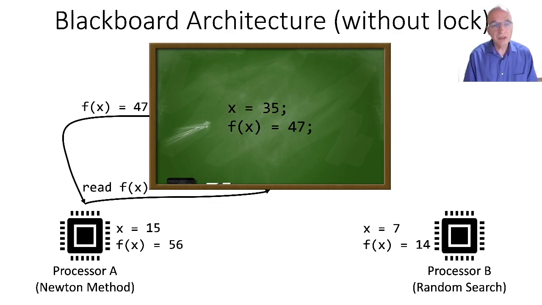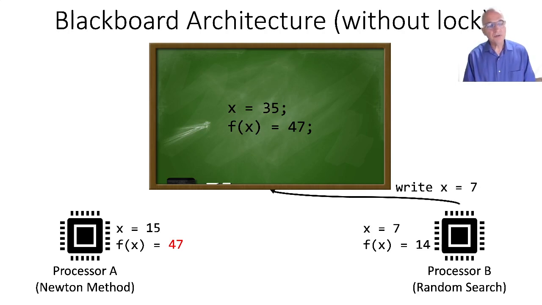We are looking for a minimum here. Therefore, I know that the board has a better solution than the one that I have. I need to move to the solution that the board has. So it already got the value 47. So processor A will need to read the value of x next.